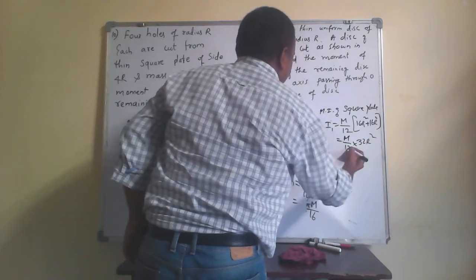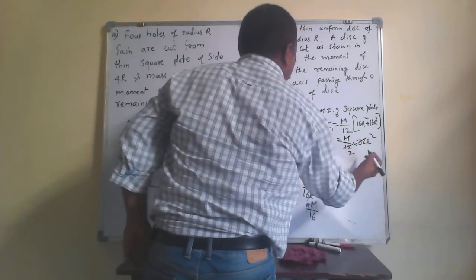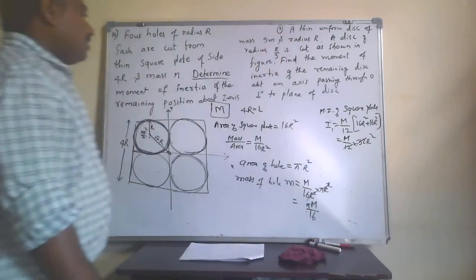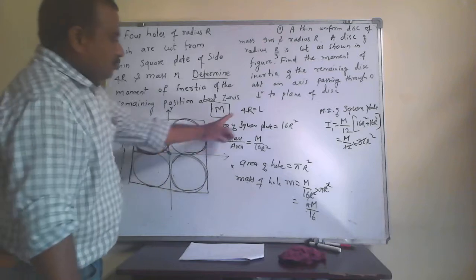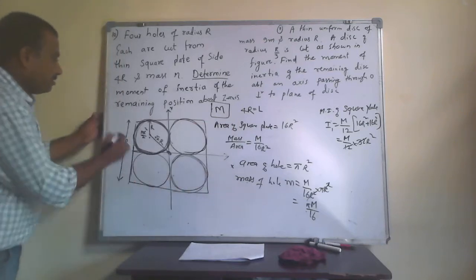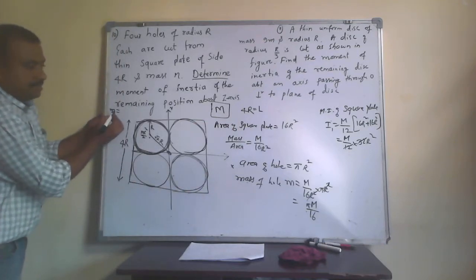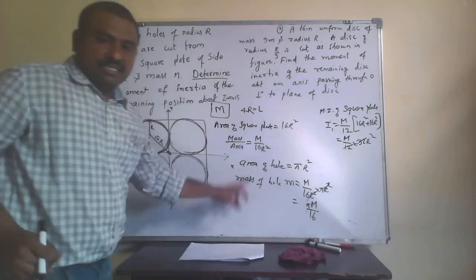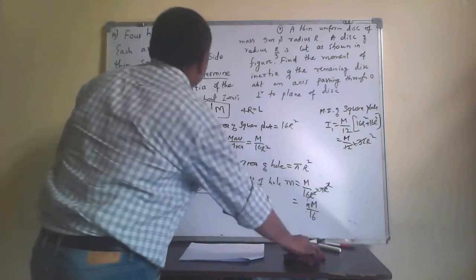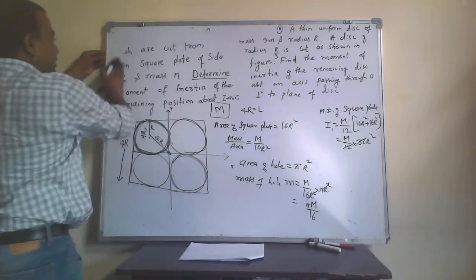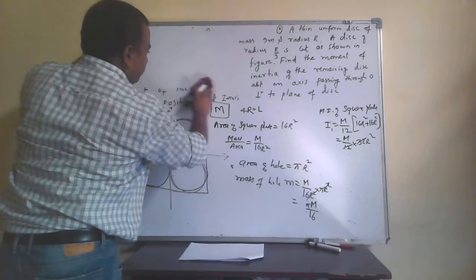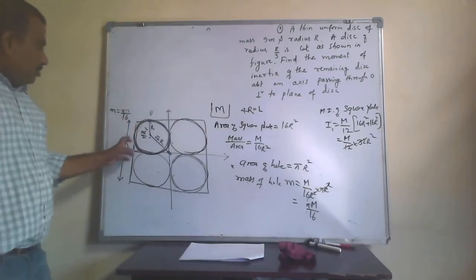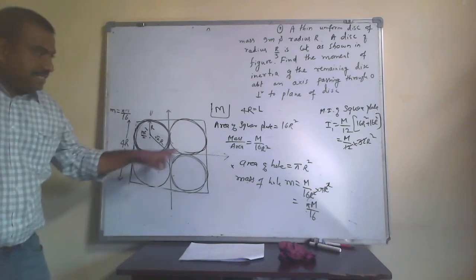You can just let it be as it is. Okay, so I have calculated this. I keep the mass of the square plate as pi m by 16. I will remove this part to solve the remaining part. So the moment of inertia of the square about the z-axis I have calculated.